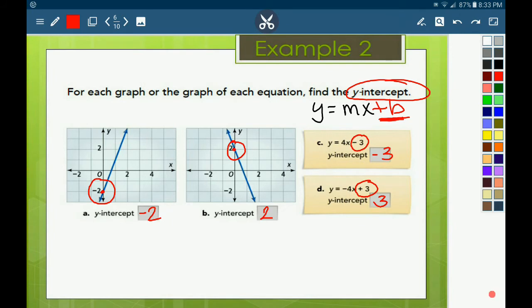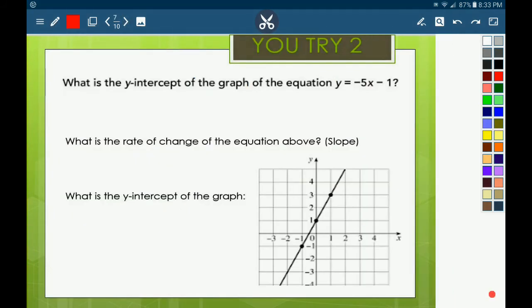So now I want you guys to give this a shot in your U-Try. Identify the y-intercept in the equation, and then also, I want you to find the rate of change in the equation above, just to refresh your memory, and then also find the y-intercept of the graph below.